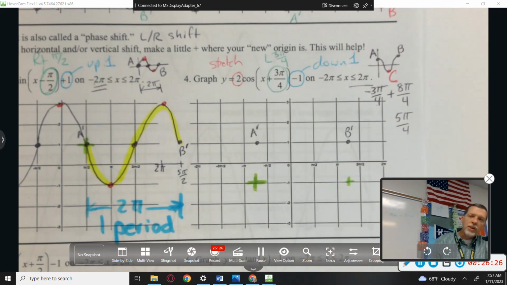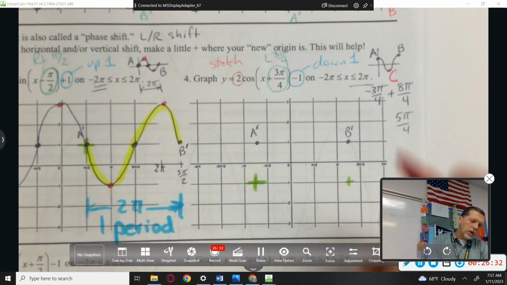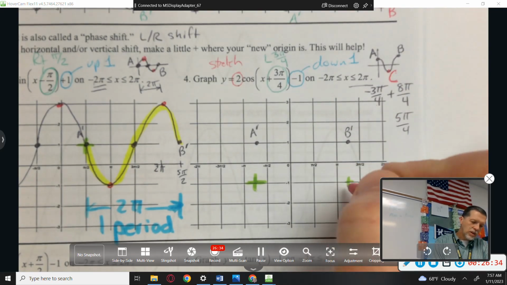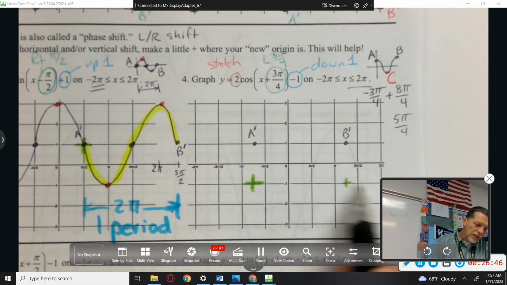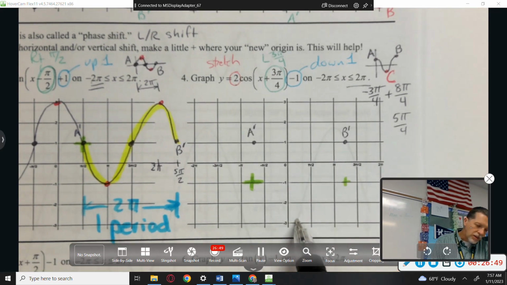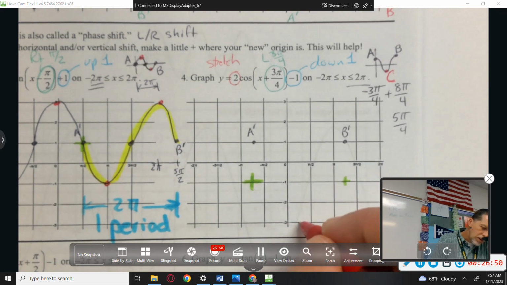Alright, so A and B are maximums. I'm going to say point C is the minimum. Where is point C going to go? Well, here's the halfway spot. But how far up or down is it going to go? Down 2 from the midline. So there's my midline. I'm going to go down 2. It'll be right there.